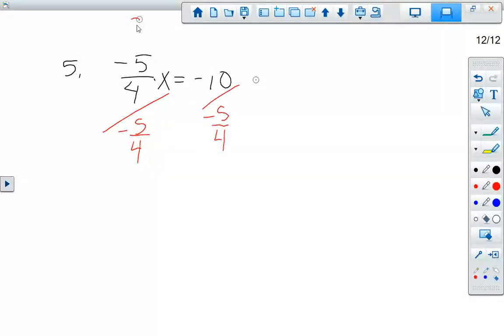So they treat it just like they would if this were 3x equals 12, when you divide by 3. And so they just say, well, it's the same thing. I'm just going to divide by negative 5/4. Now I usually have about half the class that do that. If they're good with their fraction keys, same concept, it's okay to do that.